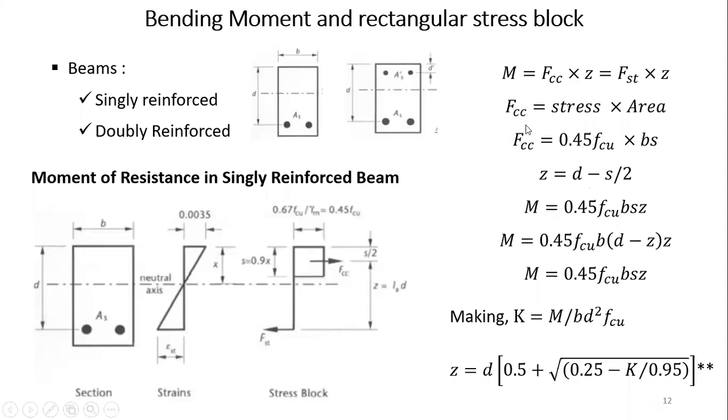Then to determine the force in concrete, it will be stress multiplied by area. The stress this time, if you put the partial factor of safety for concrete, which is 1.5, and you say 0.67 divided by 1.5, it will give you 0.45 FCU. So we have this 0.45 FCU.